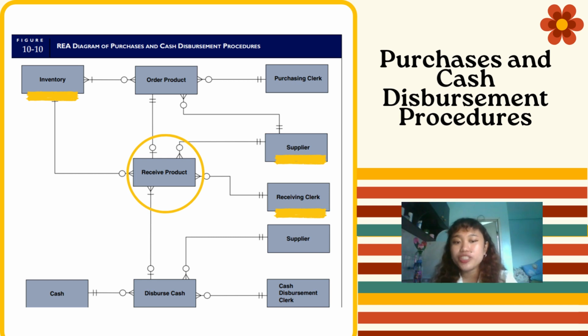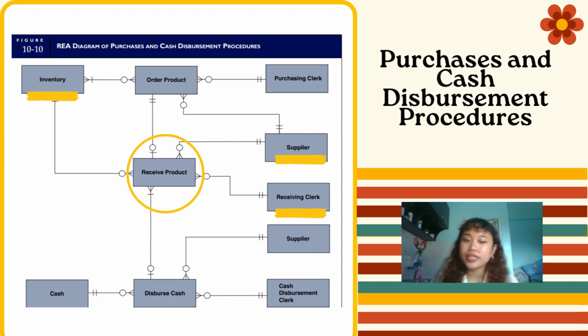Fourth, ownership transfer. At this point, the store officially owns this product. It's like the moment you own something you bought. And the fifth, updating the records. The store updates its inventory records to reflect that they now have this product in stock.